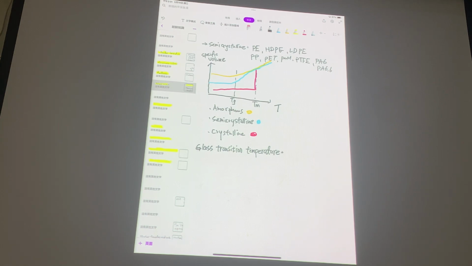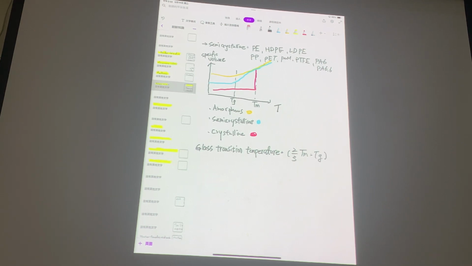So a few things. If you somehow don't have a DSC to get your TG, the quickest way is to know its melting point. The rule of thumb is that your TG is about 2/3 of your melting temperature.